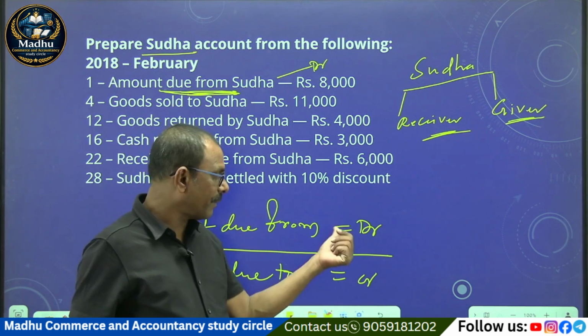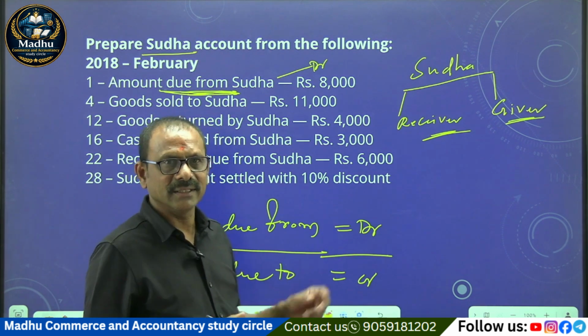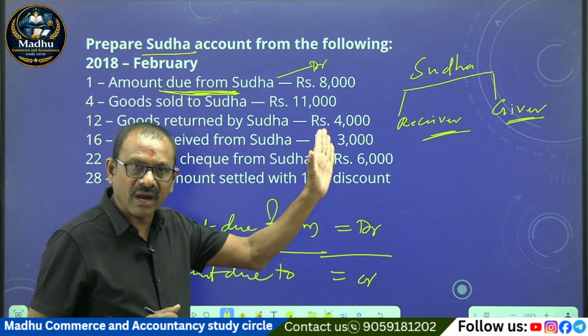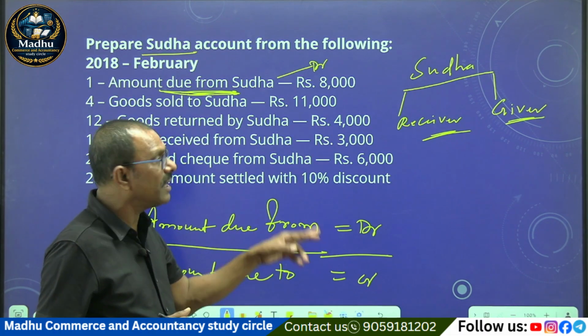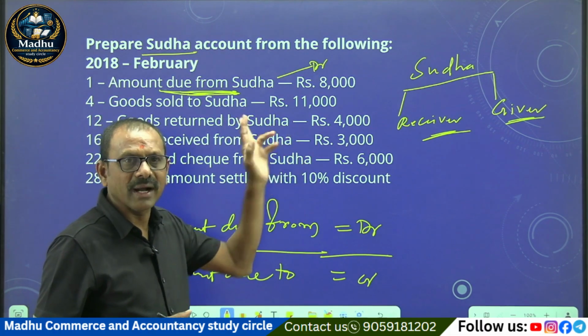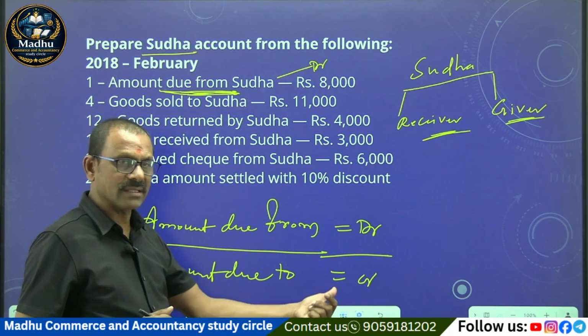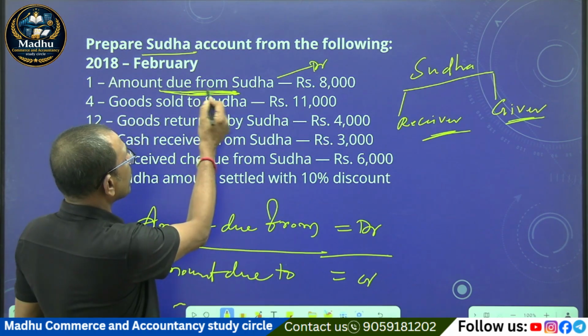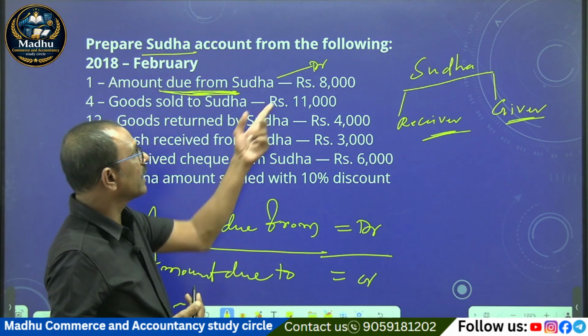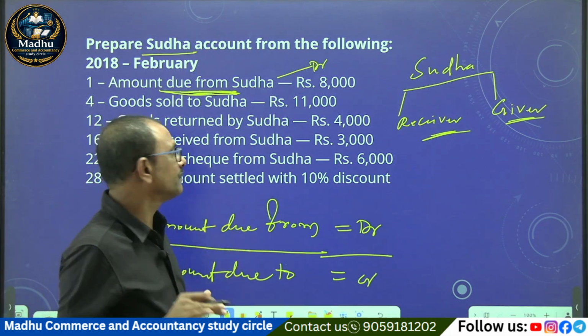So the amount, if we have to receive, it should be recorded debit side. If the amount we have to pay to others, then we have to write credit side. Here due from is there. Due from means we have to receive, that's why it is debit balance. Debit balance. Now leave it.